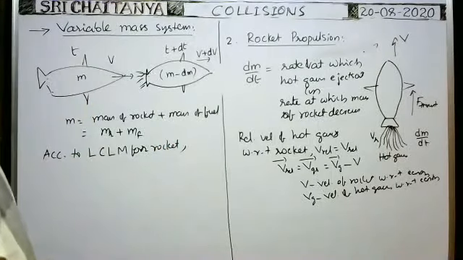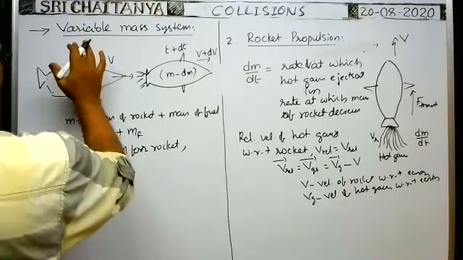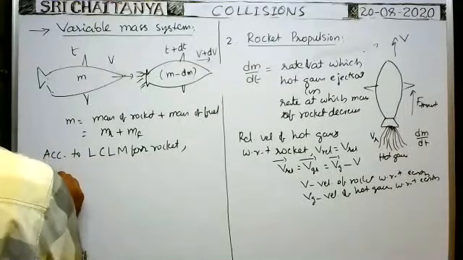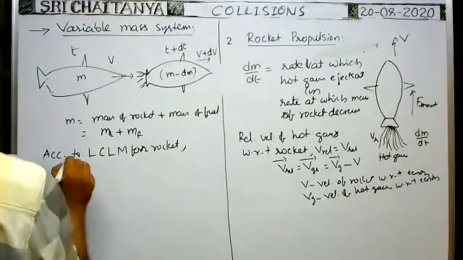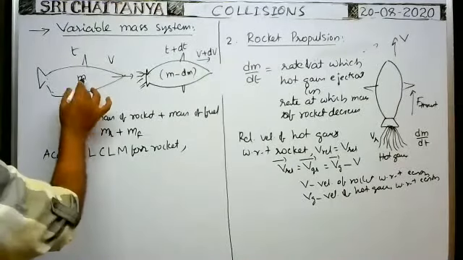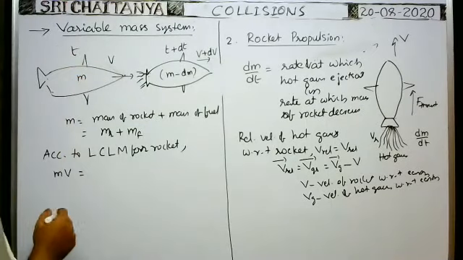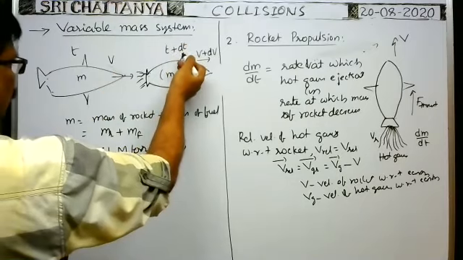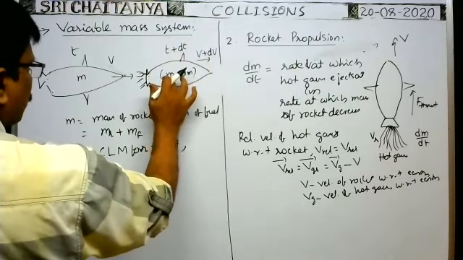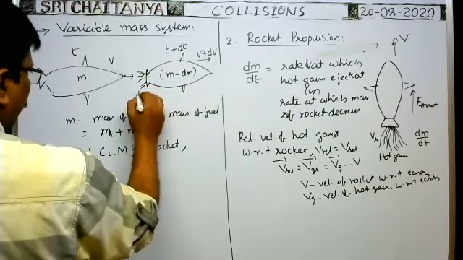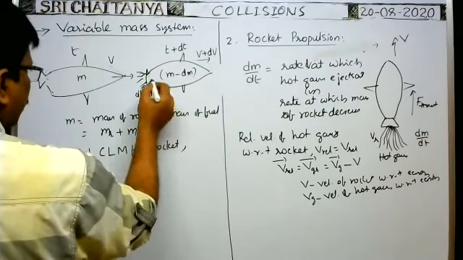Before, at any instant of time t, the momentum of the rocket is equal to m into v. The momentum of the rocket is m into v because the mass of the rocket with fuel is m, and the velocity of the rocket is v at that instant of time t. This is equal to, after some time, the mass of the rocket becomes m minus dm, and in a small interval of time dt, suppose dm mass of the hot gases comes out.